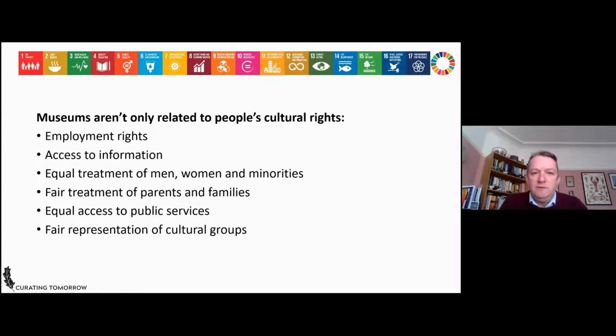So museums, of course, aren't only related to people's cultural rights. They employ lots of people, so they're associated with employment rights. People have a right of access to information. We need to look at equal treatment of men, women and minorities. We need to look at fair treatment of parents and families. We need to ensure that everyone has equal access to public services, which doesn't mean the same access. And we also need to acknowledge that cultural groups should be represented in a positive and constructive way, which they aren't always.